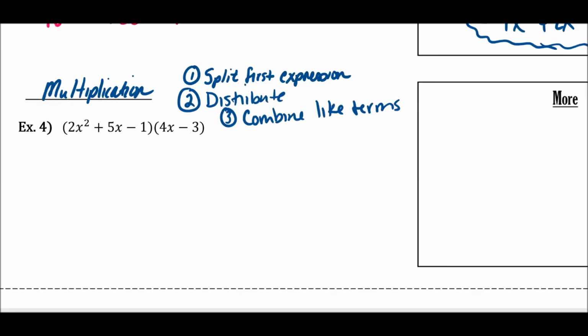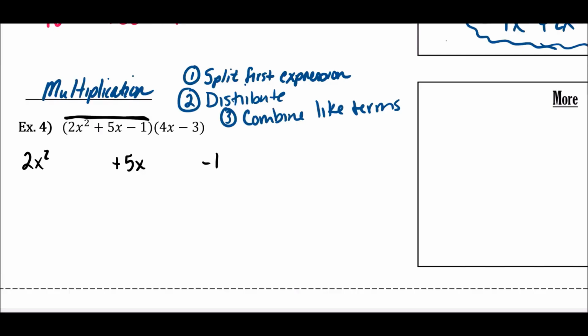So let's break this down. The first thing that it says is to split the first expression. So what we're saying is we're going to take this first expression over here and we're just going to split it up and give some room to work. So we're going to write 2x squared, leave some space, plus 5x, leave some space, minus 1. So first step done. All we're doing is splitting that up.